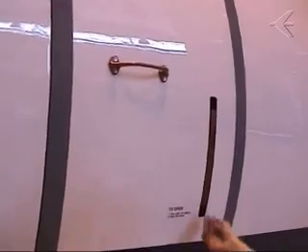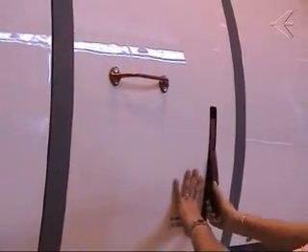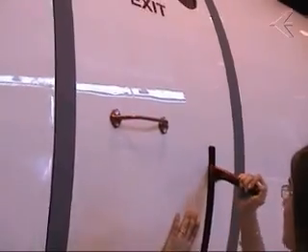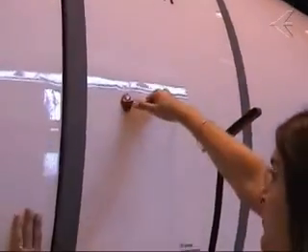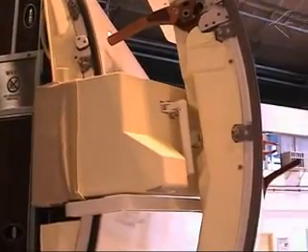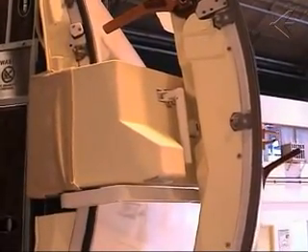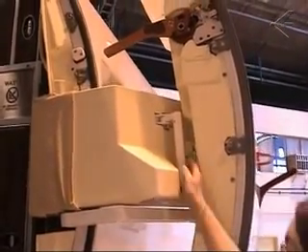To open the door when you are outside the aircraft, lift the lever to unlock the door and pull it to the open position. To close the door, just reverse the operation as shown.